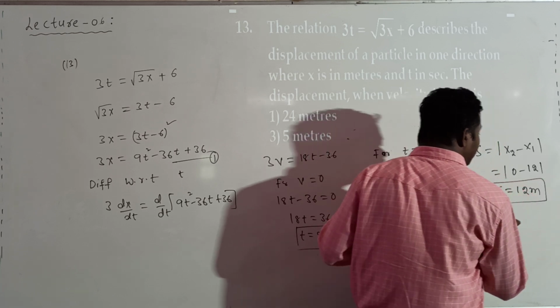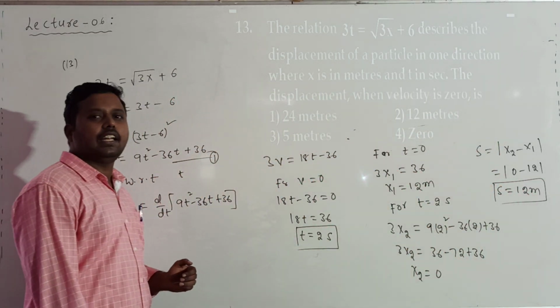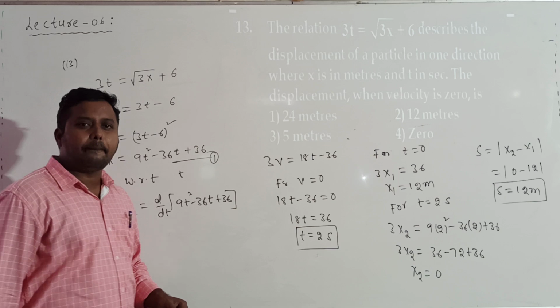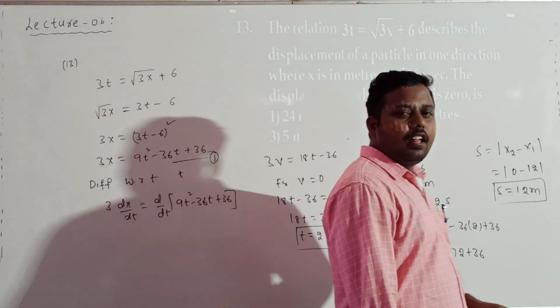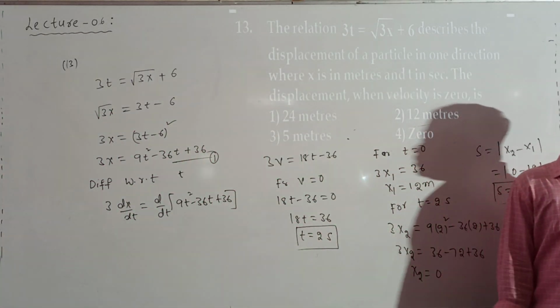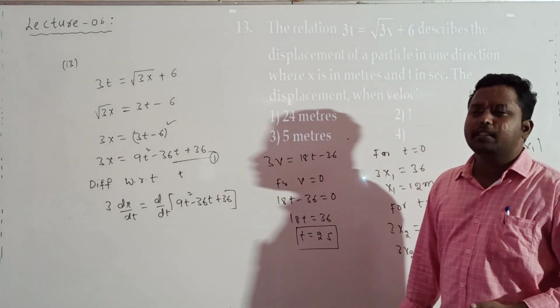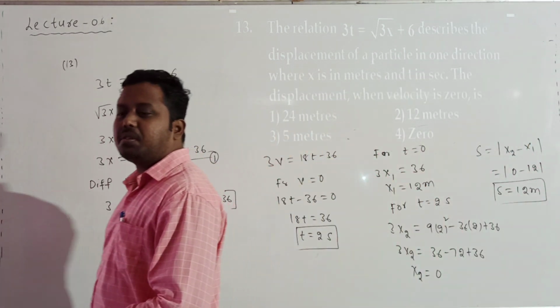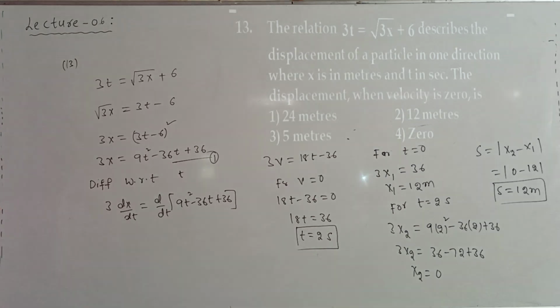Question understood? So in this, what they are asking us to calculate is the displacement value when velocity is 0. Velocity becomes 0 after 2 seconds. Then we calculate the displacement value. Okay. So this is question number 13. So next question.